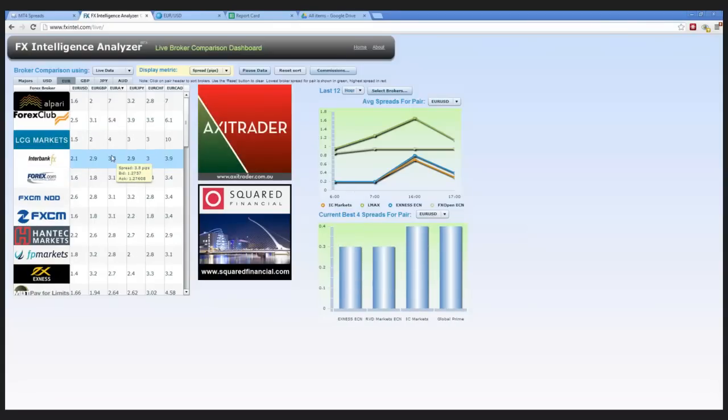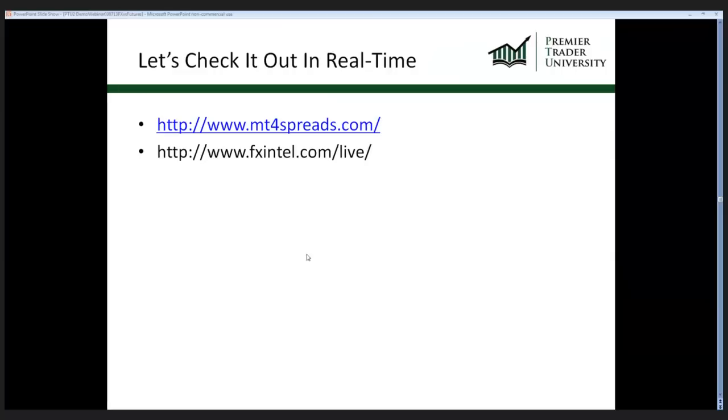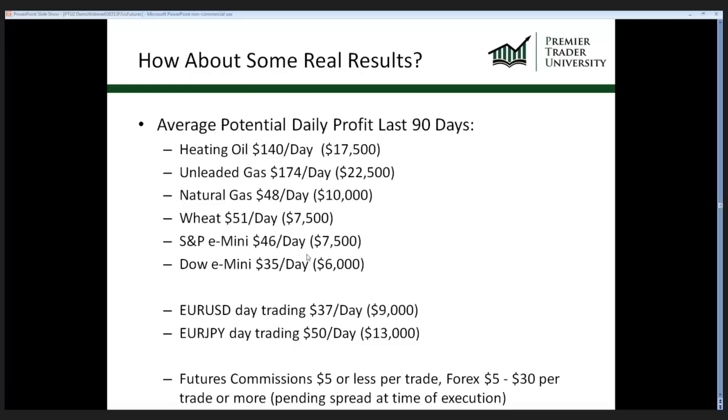Now, if you're swing trading Forex, hey, everything changes. The story gets a heck of a lot better, because if you're going for 100 pips or more and you've got 5 pips of cost, no big deal, right? That's 5%. That makes it a lot easier.